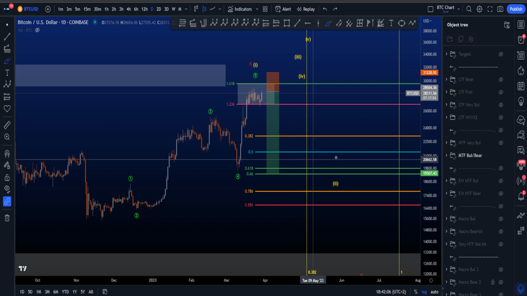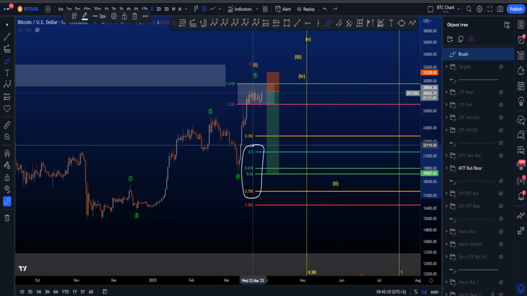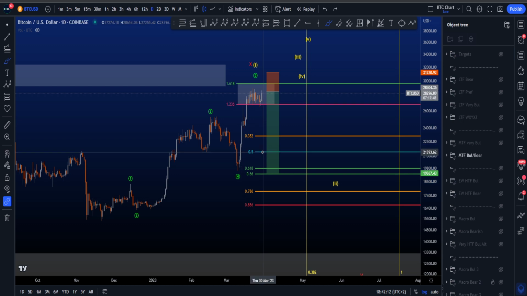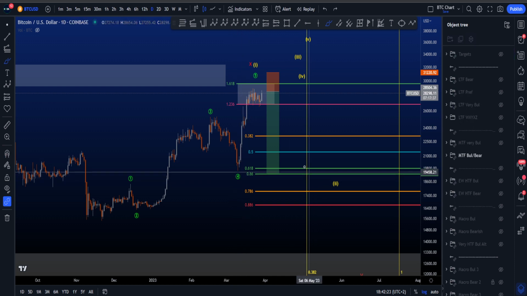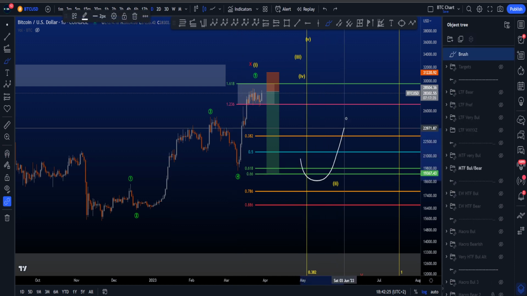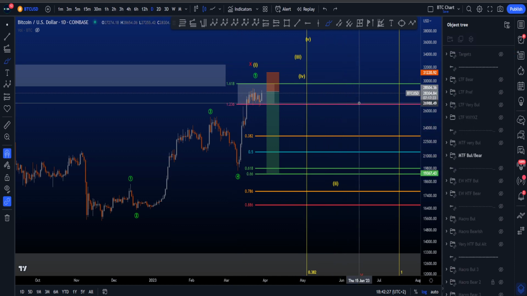For this wave 2, the most common targets are the 0.5 to the 0.786 fib, which is basically between 21.4k and 17.8, 17.7k. By far the most common target is the golden pocket, which also has nice confluence with this low over here for maybe a little bit of a liquidity grab before then moving to the upside in a very impulsive wave 3.